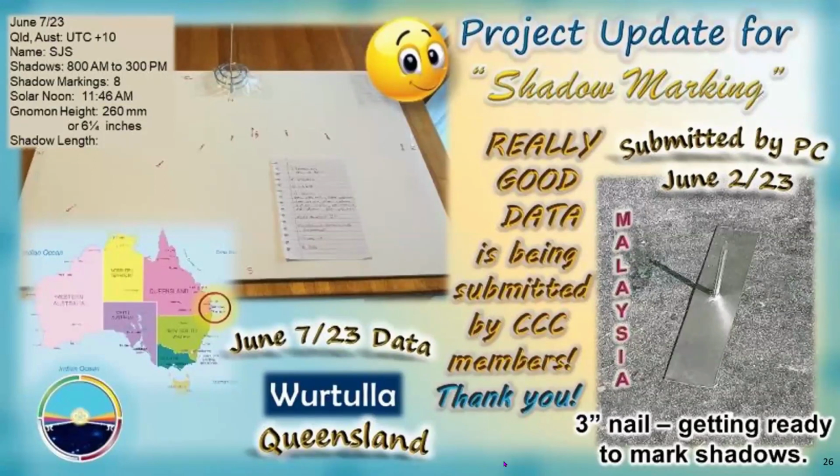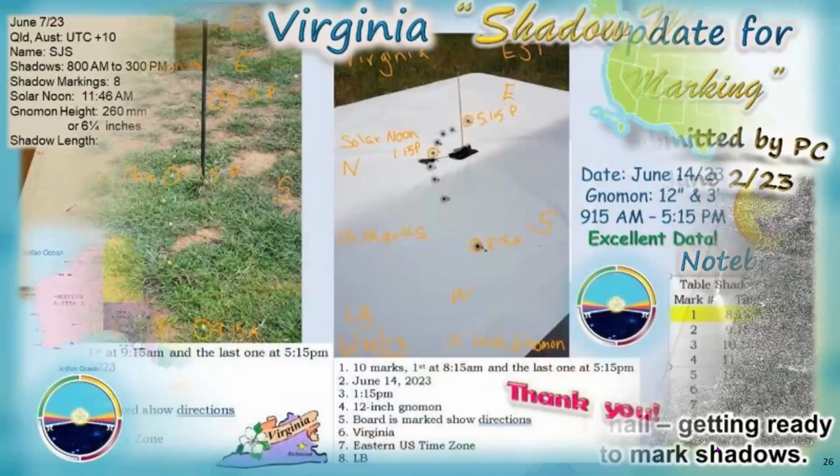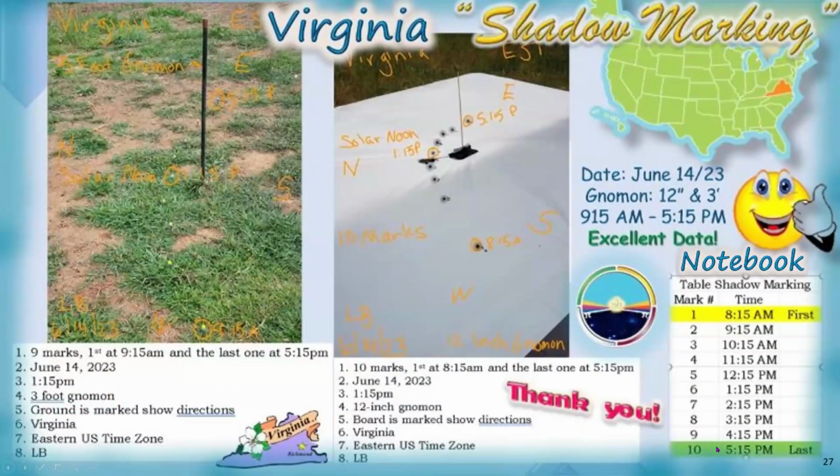This is Malaysia. On June the 2nd, Po Chai was getting ready. He sent me a picture. He said, there you go. I'm getting ready. Okay. He's getting ready to mark the shadow. So we like to see that as well, to see people that were sending us data to say, like, I am doing something. I really, really am. That's important too. Okay, let's continue on because we have quite a few slides to get through.